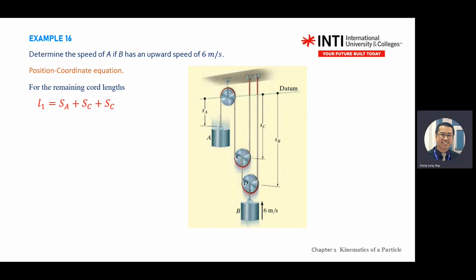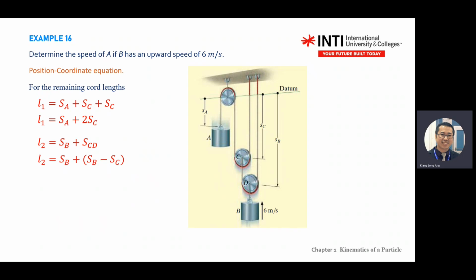So in this solution, because you have two separate ropes, you cannot act as a total length. You need to do two separate procedures. First, you find the length of rope number 1, then continue with rope number 2. Rope number 2 is here, SB plus SB minus SC.